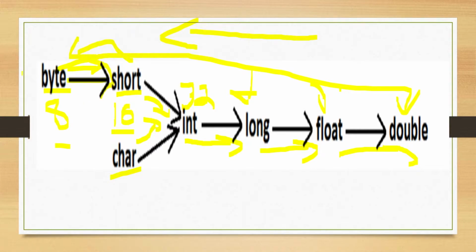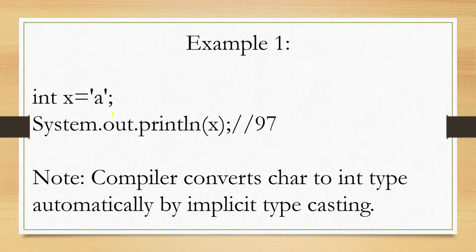Just keep in mind that the recipient data type should be bigger in size than the source. The destination must be bigger than the source. That is the main condition. Compatibility is also one point, but here we are assuming that the data types are compatible. So the destination must be bigger than the source, and the type conversion will happen automatically. Now let's see this by example.